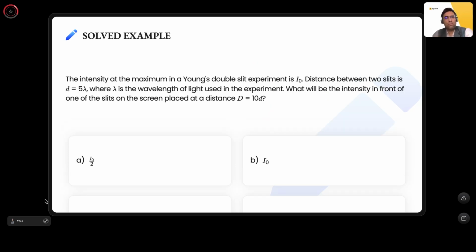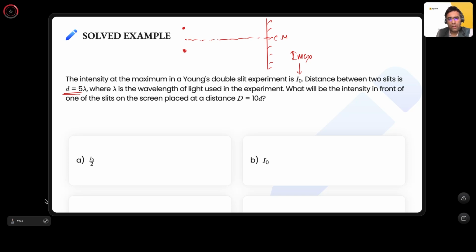The intensity at maximum in a Young's double slit experiment is I naught. So this is my I max. Now distance between two slits is 5 lambda, where lambda is the wavelength of the light used in the experiment. What will be the intensity in front of the slit on the screen placed at a distance 10d? So we are asked about intensity in front of the slit. So let's say these are our two slits, and this is our screen. So let's draw the diagram. It will make things easier for us. This is the center, and this is the central maxima over here. Okay.